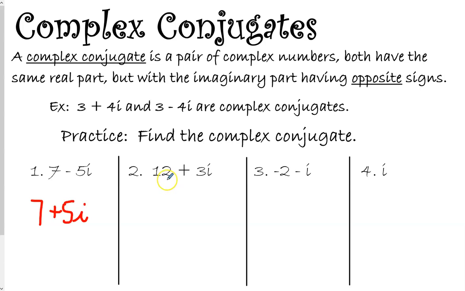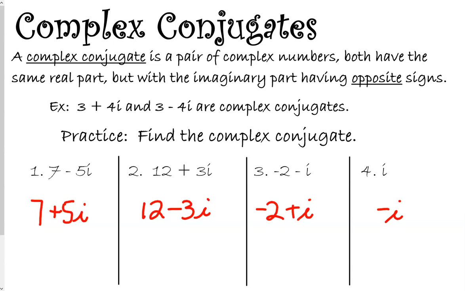Number 2, keep the real part, which in this case is 12. My imaginary piece is positive 3i, so I'm going to flip my sign and make it negative 3i. I want you to pause and try to do 3 and 4. Pause the video.